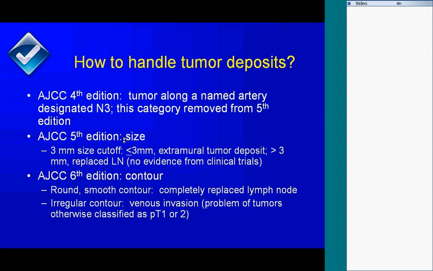But this led to problems with tumors otherwise classified as pT1 or pT2, and you could have a stage 1 cancer with these deposits and negative lymph nodes, and the patient would not be given adjuvant therapy. And so there was a disconnect between how we were staging these patients and how the oncologist thought they should be treated.